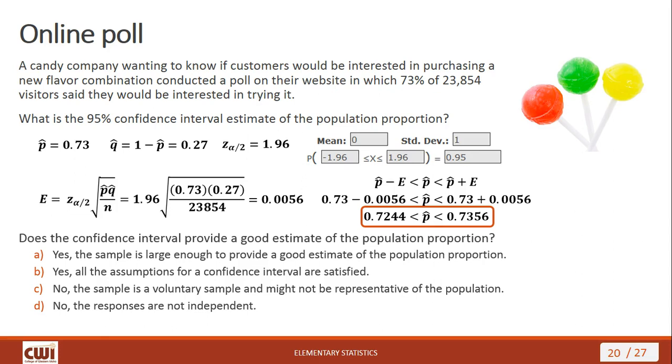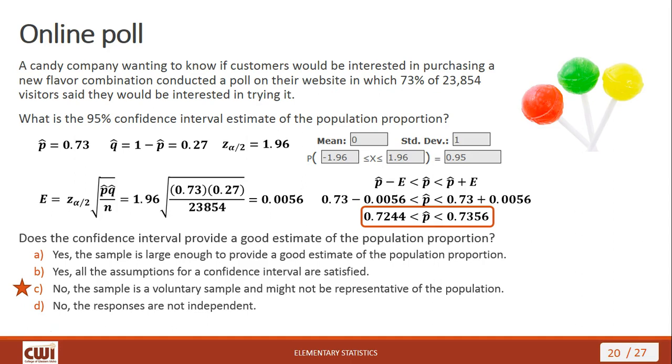Well, the sampling method that we used was an online poll. What type of sampling method does an online poll correspond to? Well, I hope you said voluntary response, because that's what that is. And we know voluntary response samples typically are not characteristic of the populations from which they are derived. And so here, the correct answer is going to be C. No, the sample is a voluntary sample and might not be representative of the population.